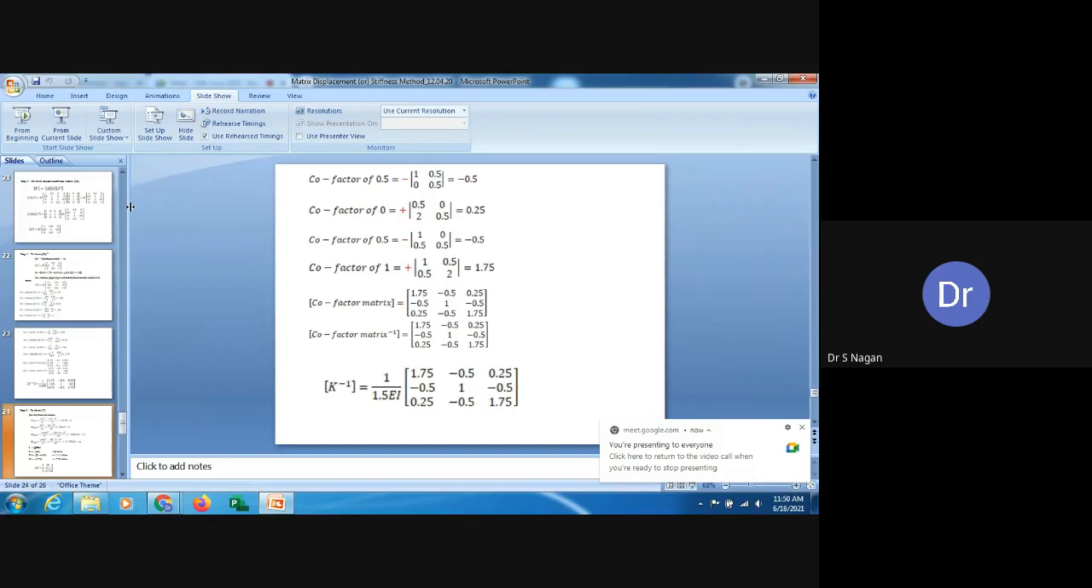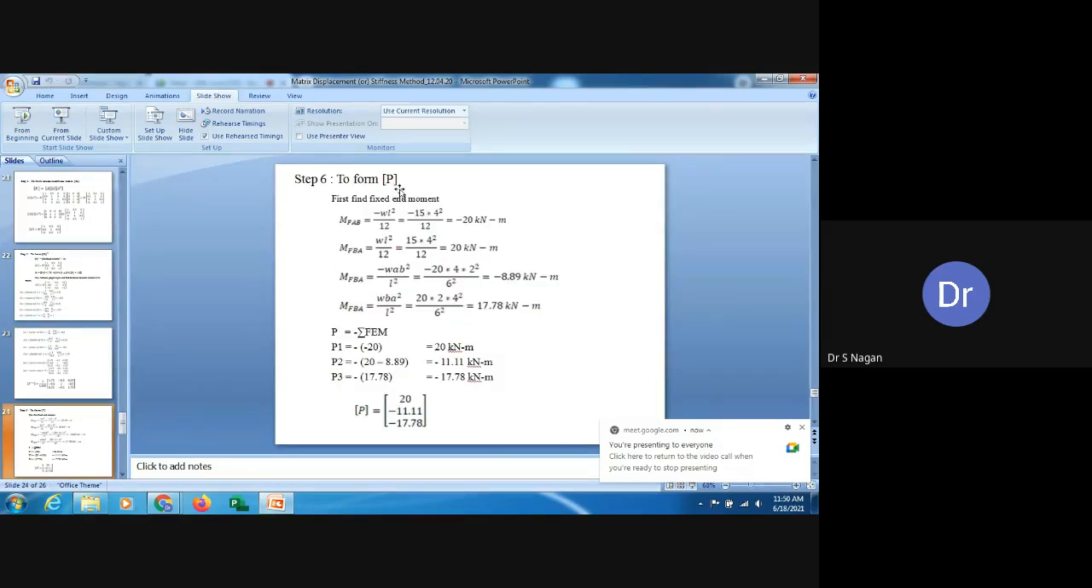Only in the P matrix. While forming the P matrix, first find the fixed end moments due to applied load. Then find the fixed end moments due to sinking of supports. Add these two to get the final fixed end moments. Use the final fixed end moments to obtain P1, P2, P3. That is, P equals minus of the sum of fixed end moments at any joint. That is the only change in case of continuous beams with sinking of supports. So the steps which we have seen are very generalized steps that can be applied to solve any continuous beam.